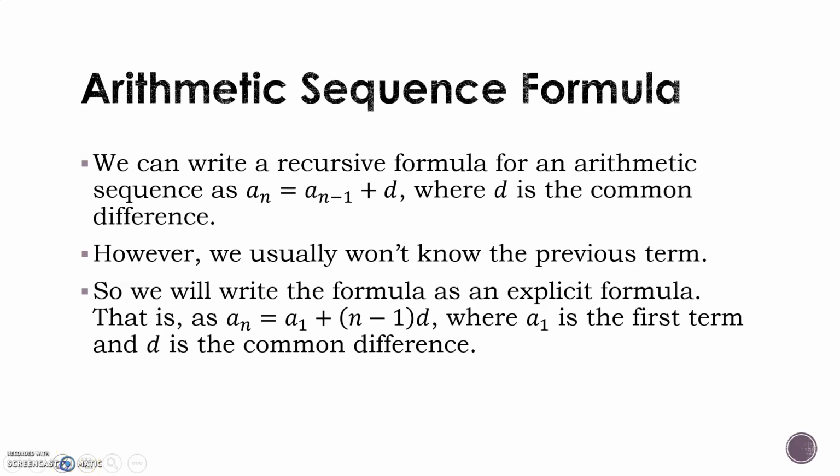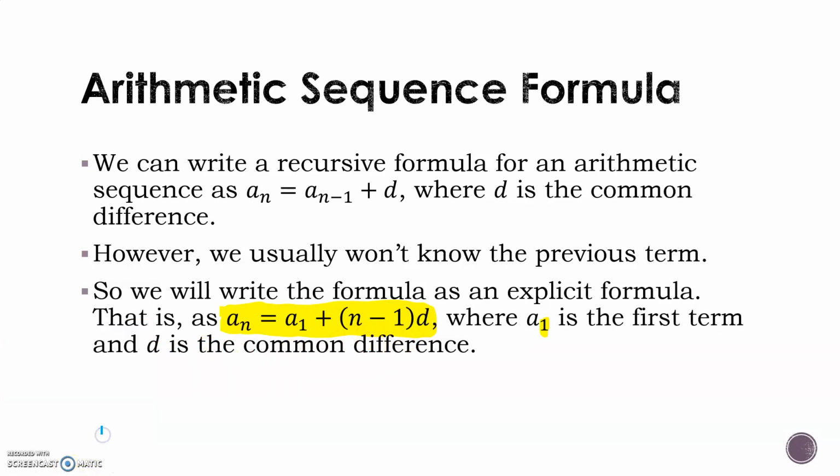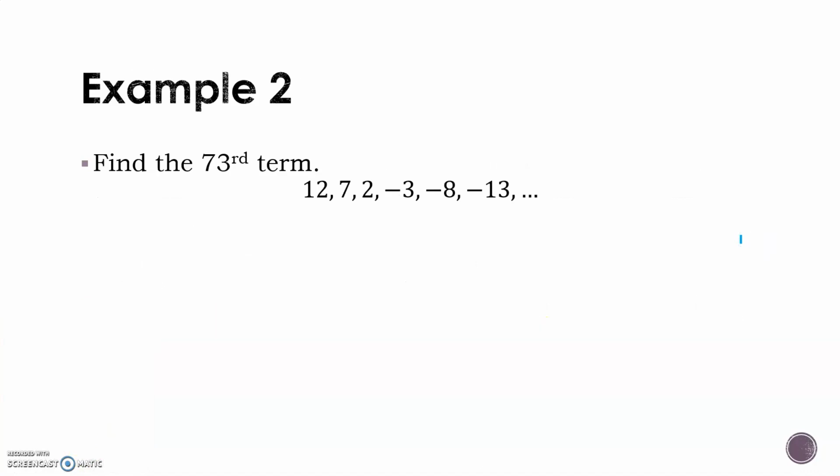So instead, it's better to use the explicit formula. And so that's going to be this guy right here. A sub 1 is the first term. Remember that whatever this number here is tells us which term we're looking at. And d is the common difference. In other words, what value are we adding or subtracting every time? So let's practice with this.